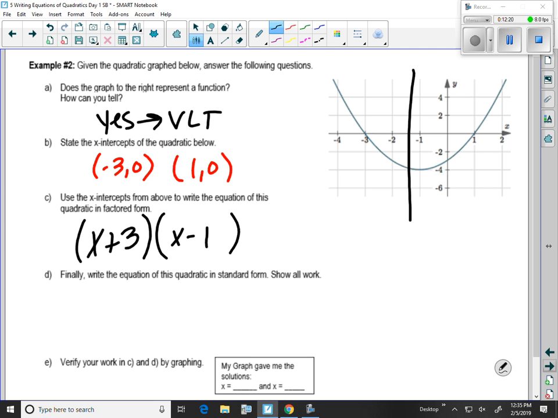Okay? What is part D asking you to do? Raise your hand. Somebody tell me. What is D asking of you? Abby? To FOIL. It's saying write it in standard form. That means FOIL. I'm going to let you do that.